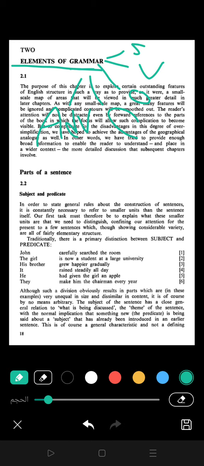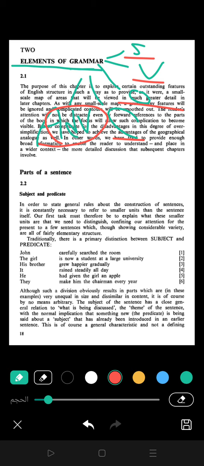يعني عناصر الجملة اللي هن subject, verb, object, complement and adverbial. And as you know, they call it elements of grammar, or elements of the sentences.